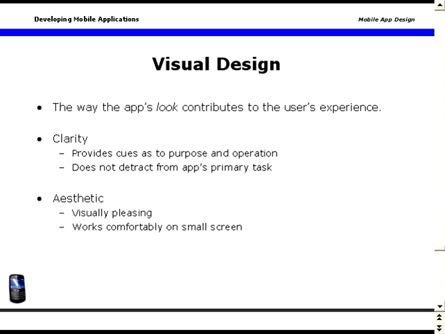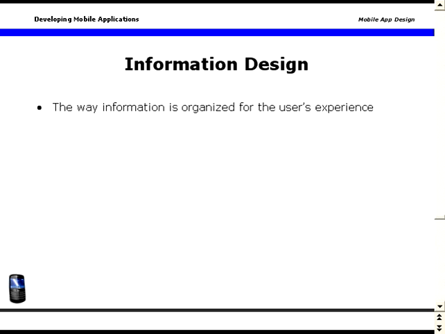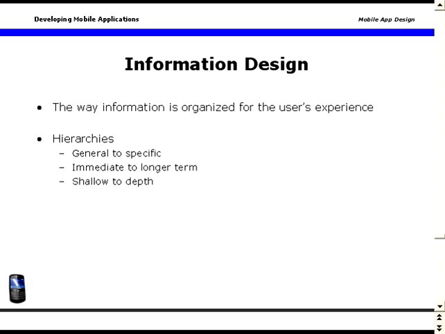Your information design refers to the way information is organized for the user's experience. It results from the way you arrange information using hierarchies or the order in which you present your information. For example, from general to specific, immediate to longer term, shallow to deep, and others. Your information design shows itself in the quality of your app's flow and click-through.